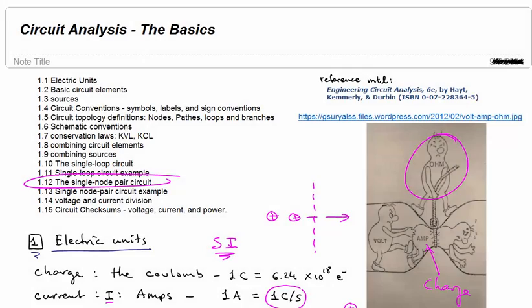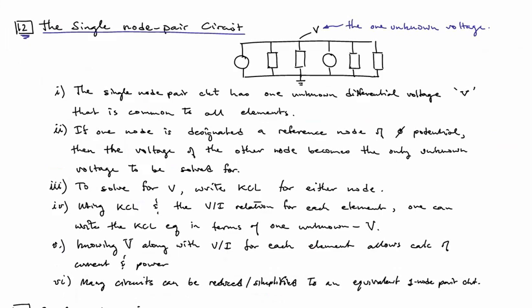We're now going to look at the single node pair circuit. Just as we have had the single loop circuit, where all the elements were in one loop sharing the common current, I, we now have the single node pair circuit where all elements are in parallel, and so they share the same voltage. Okay, elements share the same voltage.